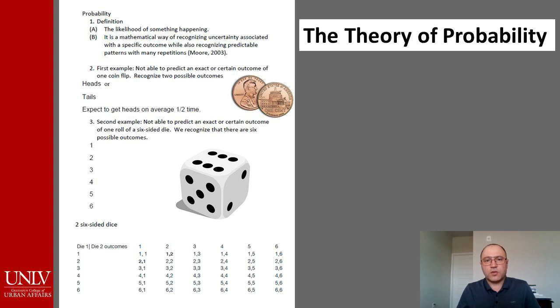The second example is rolling a die. The possible outcomes for rolling a die are 1 to 6. When we roll 2 dice, the possible outcomes multiply with each other, which would be 36.